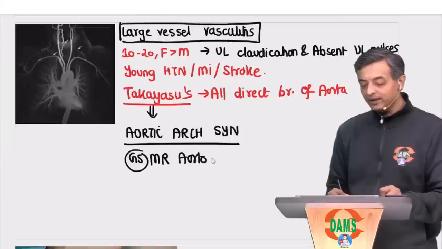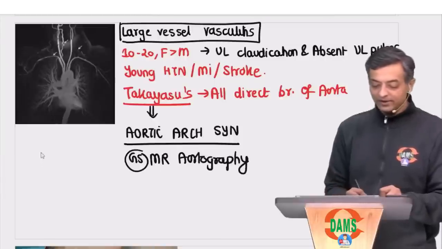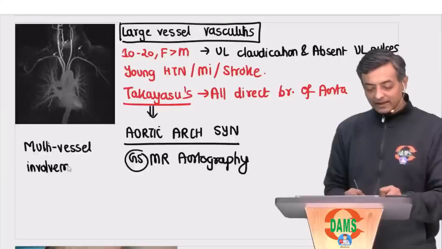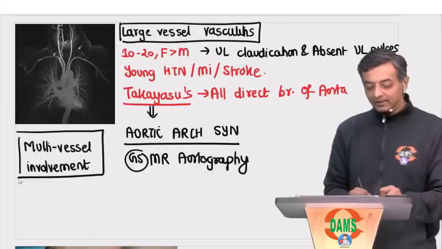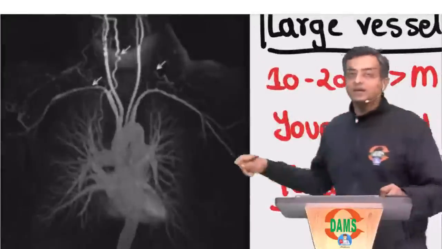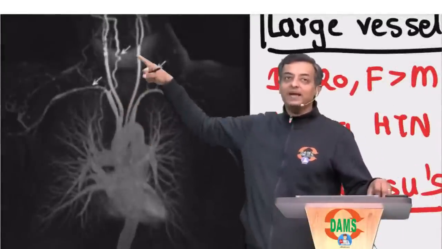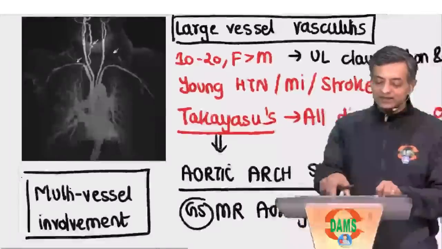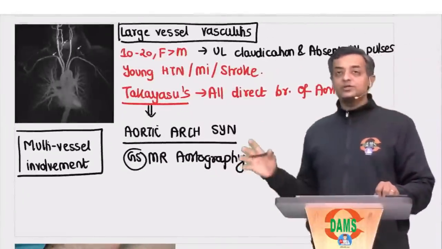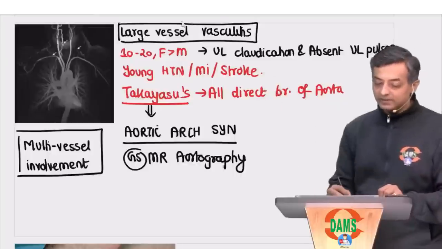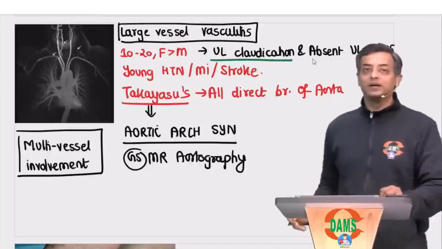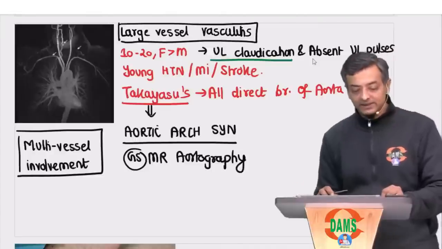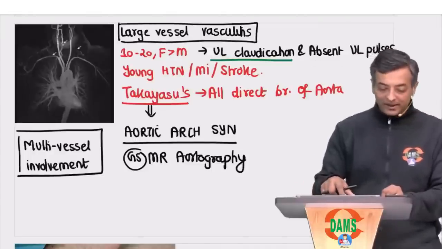MR aortography. Look in the image. MR aortography shows multi-vessel involvement. On the MR aortography, you can see multiple vessels are affected. On a subclavian, carotid, vertebral, multiple vessels show stenosis. The diagnosis is Takayasu's disease. Most common artery affected is subclavian, that is why upper limb claudication. But that is non-specific. Carotid and coronary can be affected, which can be potentially fatal. That is our important picture. MR aortography. Take it forward.